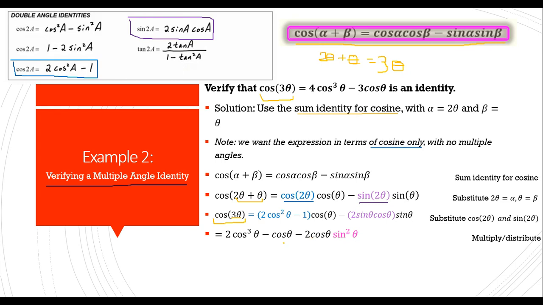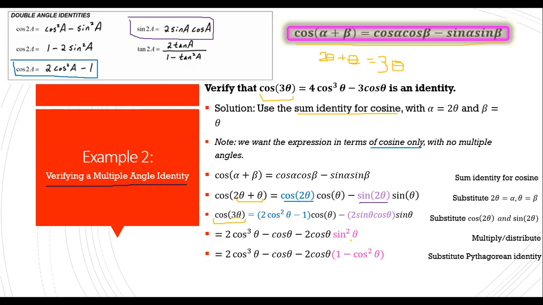And now you'll see that that sine squared is highlighted in pink, because I need everything in terms of cosine again, right? Cosine, cosine, cosine, sine. I don't want that, but I do know a Pythagorean identity for sine squared. Sine squared plus cosine squared is 1. Solving for sine squared, I end up getting sine squared is equal to 1 minus cosine squared. So just substituting in that Pythagorean identity, I get everything in terms of cosine only.